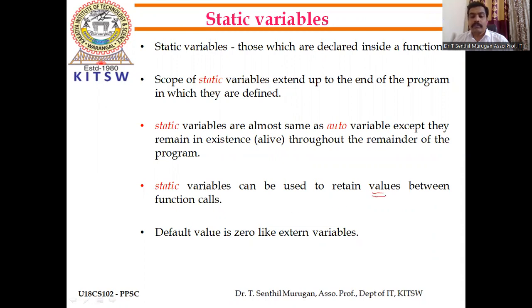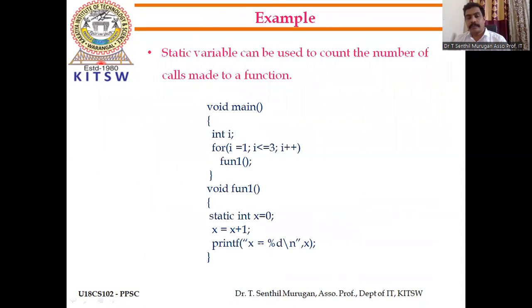So the same value will be stored in the variable. The default value is 0 for extern and static. A static variable can be used to count the number of calls made to a function. You see here they used the static keyword. What happened? The function is called using a for loop, three times, 1, 2, 3. So for these three iterations, we are calling the function three times.